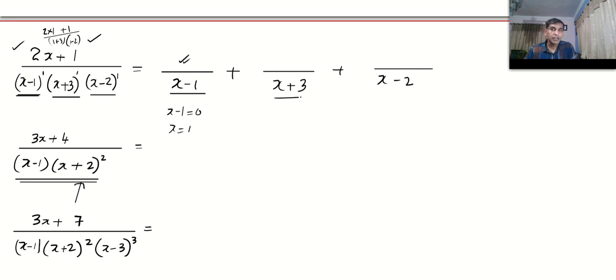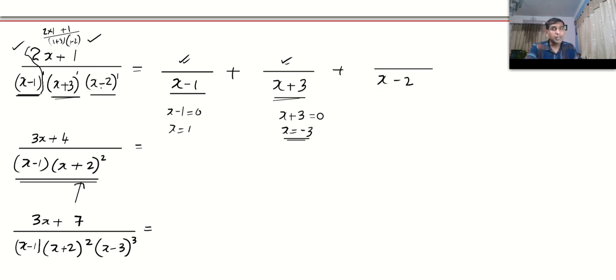Now look at this factor, x plus 3. The question is, when will x plus 3 become 0? When x is equal to minus 3. And you plug in the value x equal to minus 3 everywhere other than the factor x plus 3, and you write that value here. And finally, look at the last factor, x minus 2. When will x minus 2 become 0? When x equals 2. So you plug in that value everywhere other than x minus 2.